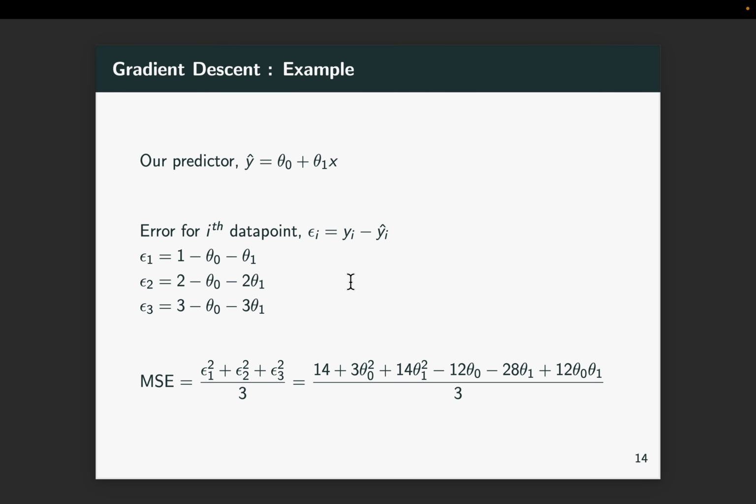Can you find out the gradient of this function in 30 seconds with respect to theta naught and theta 1 in your notebooks? You have a function of theta naught, theta 1. Find out the gradient of this function. So it will be a vector containing quantities of theta naught and theta 1.